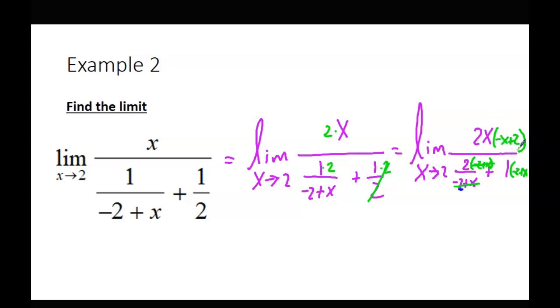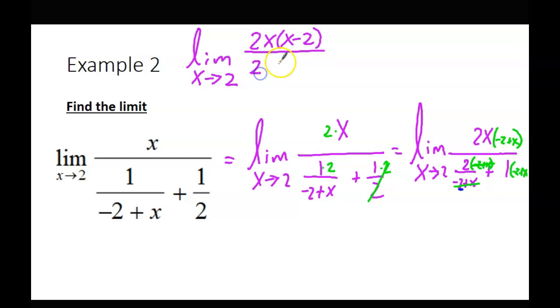Did I write that right? I didn't. -2 plus x. There we go. All right. Now let's rewrite it again and see what we have now. We have limit. We have x approaching 2. And on the top, I've got this. On the bottom, I have 2. Right? That's all that's left here is 2.